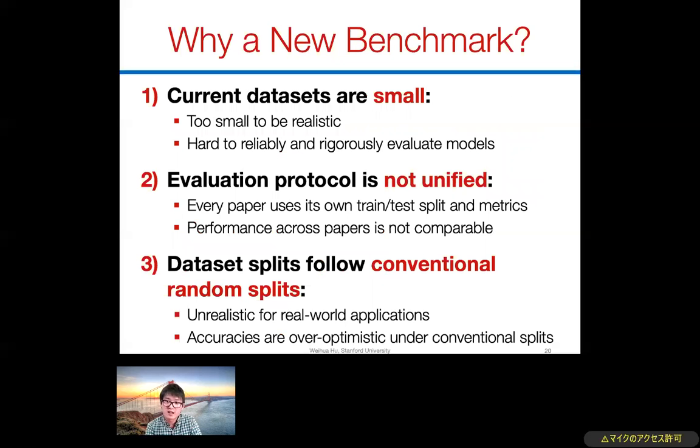To be more specific, the issues are threefold. First, as I mentioned before, the current datasets are too small to be realistic, and the small dataset size also prevents us from rigorous comparison of model performance. Second, the evaluation protocol is not unified. Every paper uses its own training validation test splits and evaluation metrics. As a result, performance across papers are not comparable. Finally, dataset splits often follow conventional random splits, which is unrealistic for real-world applications. The model accuracies tend to be over-optimistic under the conventional random splits.